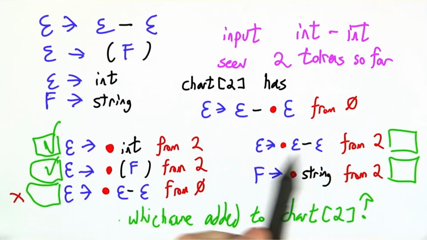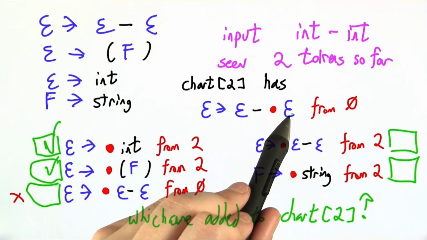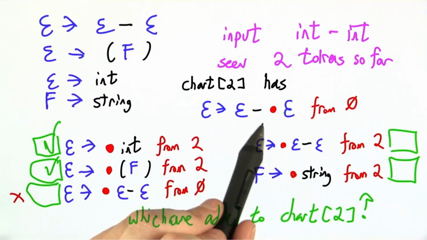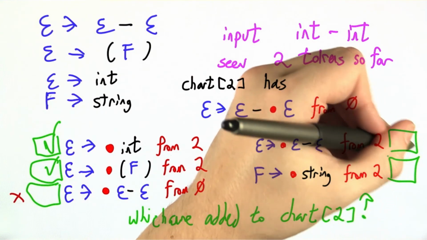Over here we see one that's very similar. E goes to e minus e with the dot in front. That's very good. It's a rule that starts with e, and we need to start with e because the dot is before the e. And this one correctly has from 2. We computed the closure in chart state 2.